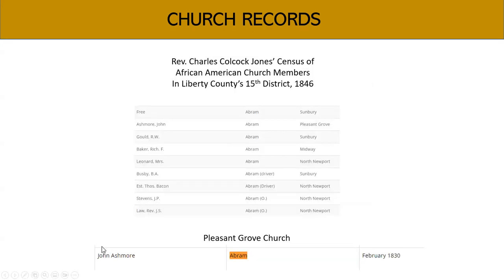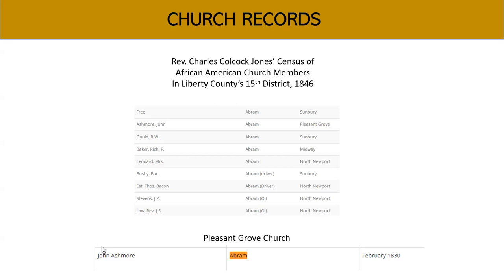There was a huge stroke of luck for researchers of Liberty County. There was a local pastor named Charles Colcock Jones. He conducted a census in 1846 of all the African-American church members in the 15th district, which was where most of the slave owners lived. And he did it for all the churches in that area. Nine of the people that he enumerated were named Abram, including one owned by John Ashmore.